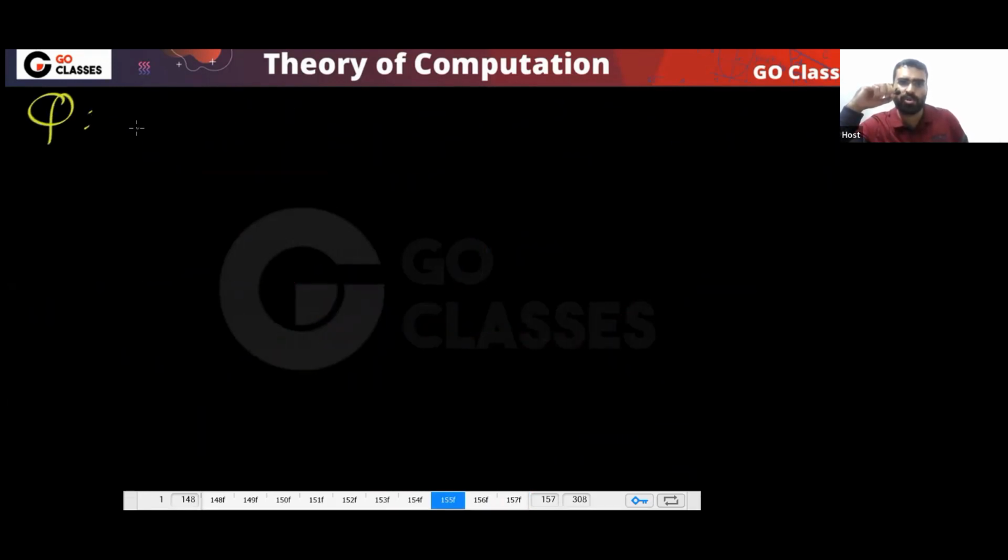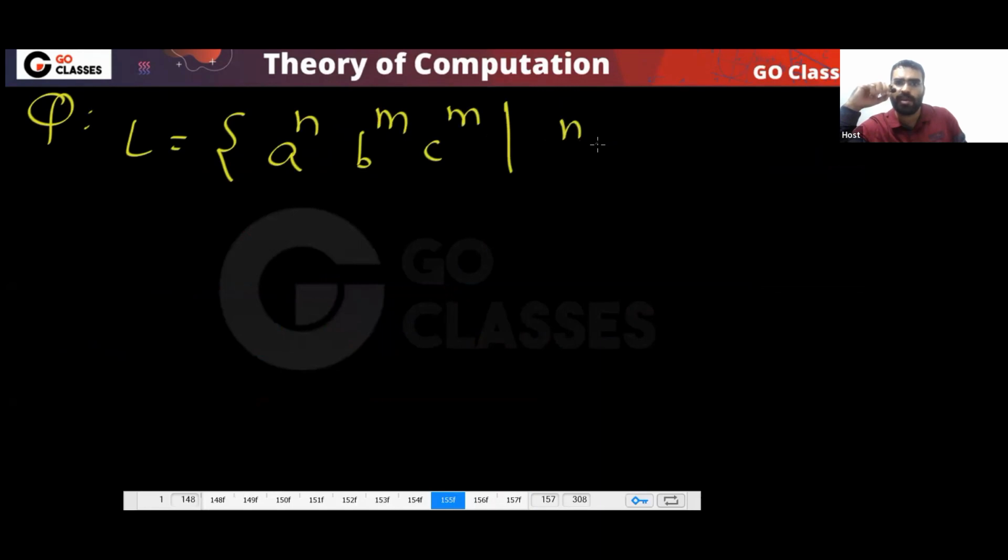For example, consider this question: A star, A power n, B power m, C power m, where n, m is greater than or equal to 0. Is this language regular? Here you can clearly see there is a comparison between B power m and C power m. You have to remember an infinite number of possibilities. First let me give you the informal proof.